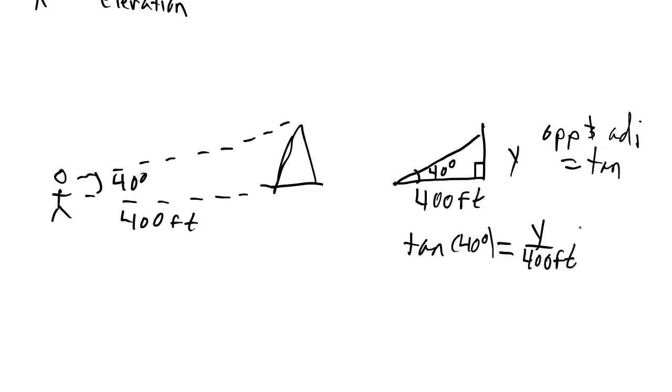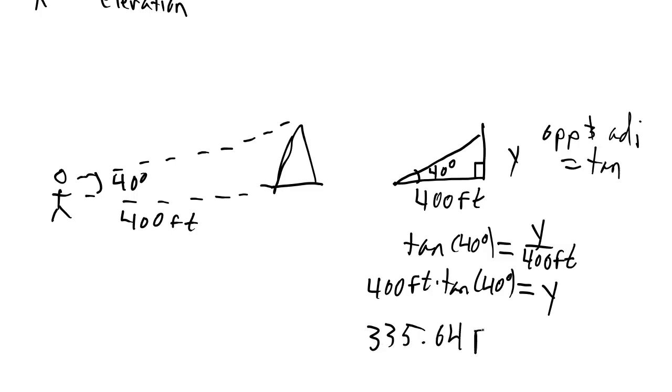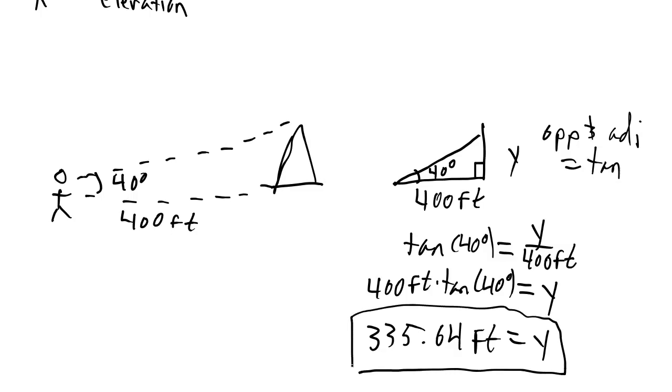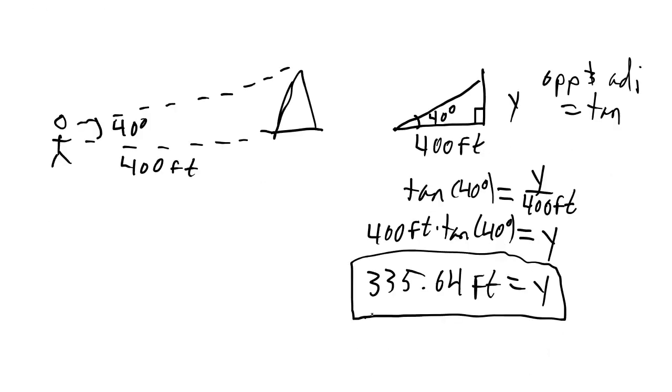How do we solve for y? Multiply by 400. So this becomes 400 feet times tan of 40 degrees is equal to y. Now put that into your calculator. Again, make sure you're in degree mode here. You'll find that the mountain is actually only 335.64 feet. Not really a mountain in this case, this is more of a hill. But that's how surveyors were able to determine the height of mountains before we had satellite geography.